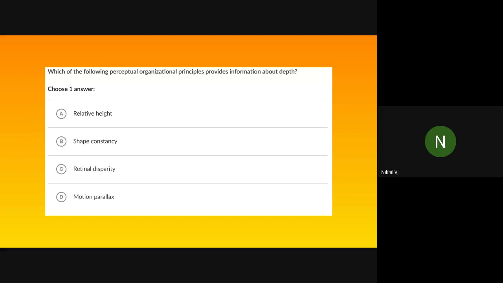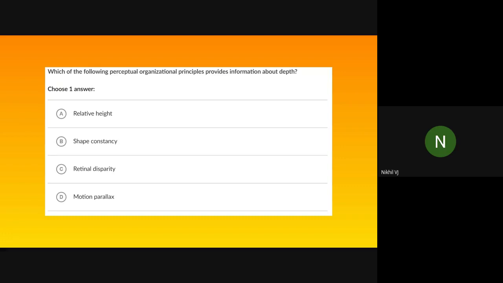So to explain the other ones, relative height is a monocular cue, so it's using one eye. All it's letting our brain understand is that when we see multiple objects, the higher objects are perceived as further. You can think about that in terms of a painting. When we're looking at things toward the bottom of the painting, they appear closer to us, and things at the top near the horizon or in the sky appear further away.